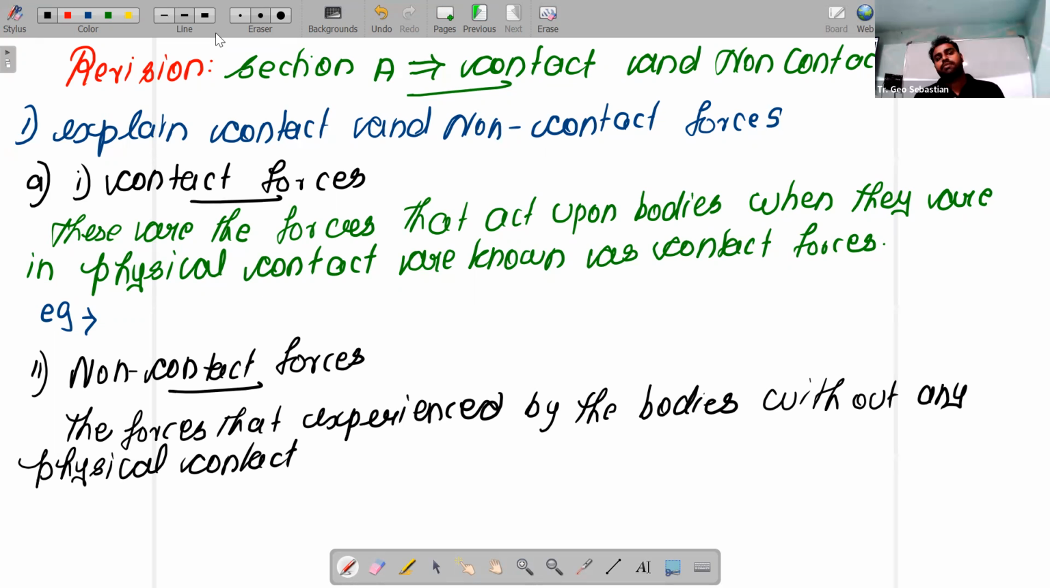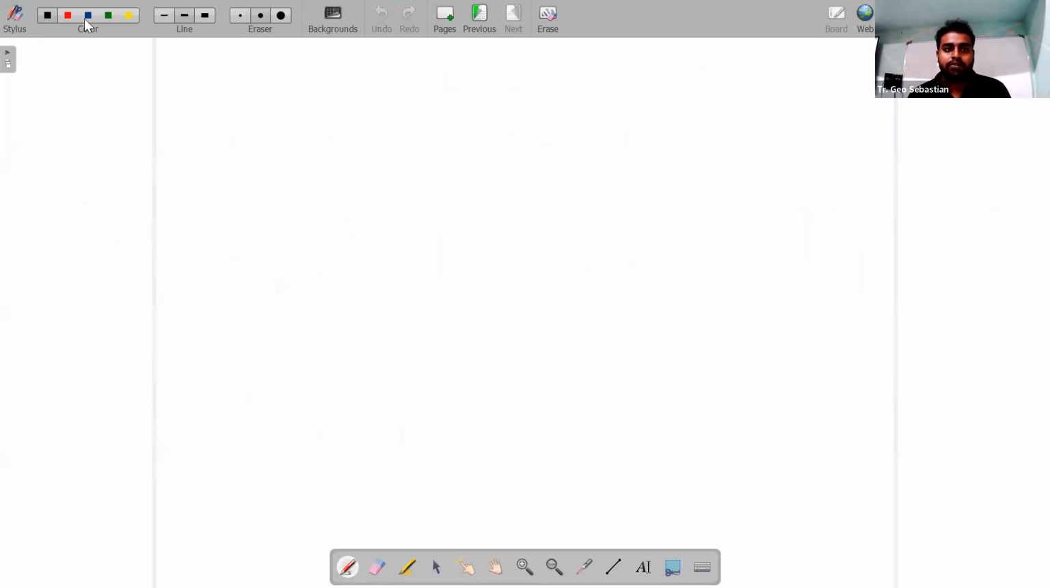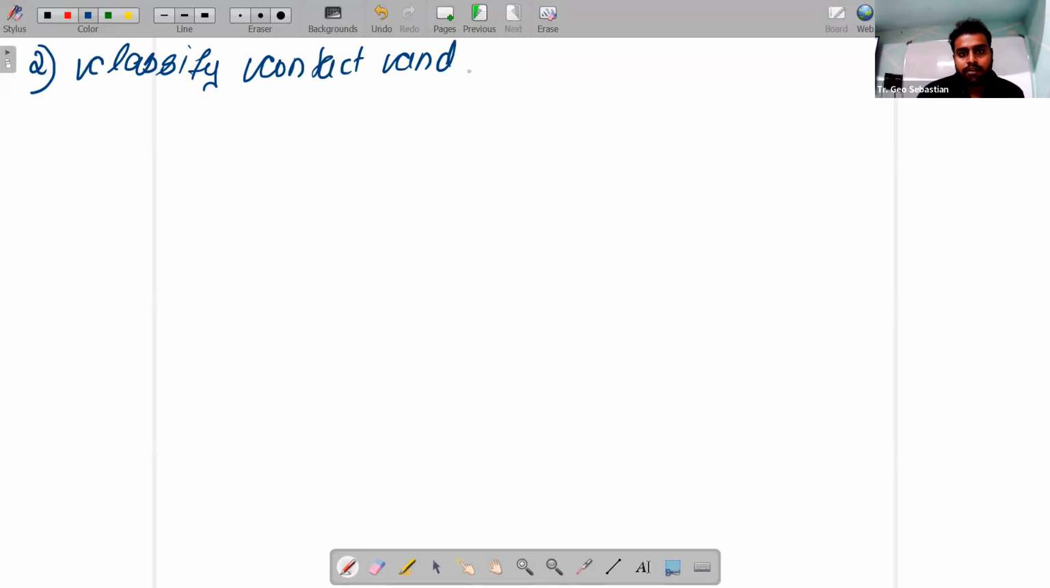So one question they will ask from this: either what do you mean by contact forces, or what do you mean by non-contact forces. All the definitions we discussed in the class, I just introduced once again, that much only. Now, indirectly they can also ask another question related to contact and non-contact forces. Please write the question: classify contact and non-contact forces.